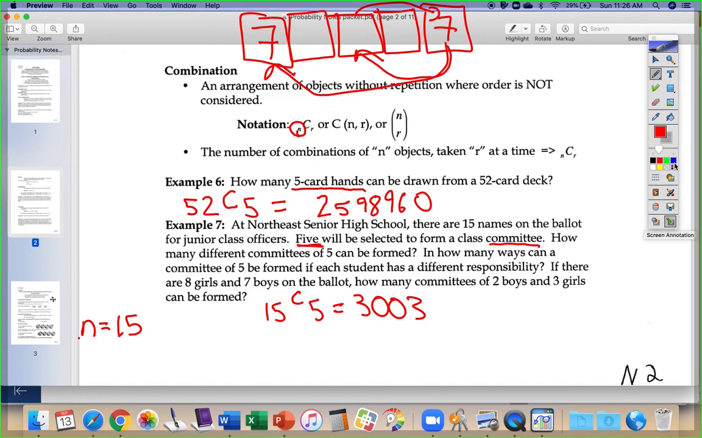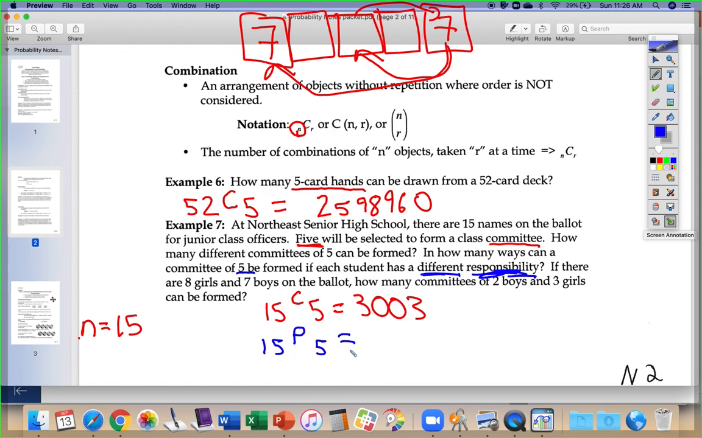Question number 2 in this changes it up, makes it more complicated. In how many ways can a committee of 5 be formed if each student has a different responsibility? So it is still the same 15. It is still the same committee of 5. But once you give responsibilities, once you give roles, once you give certain different characteristics, then the same group of 5 people can take on different roles.